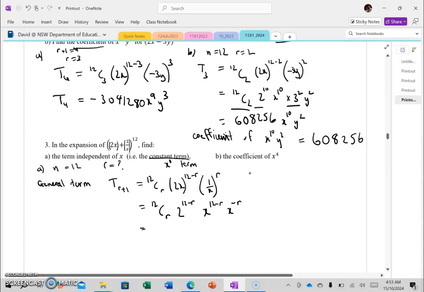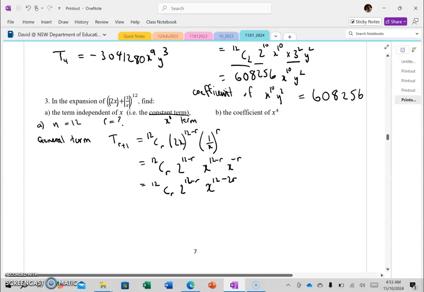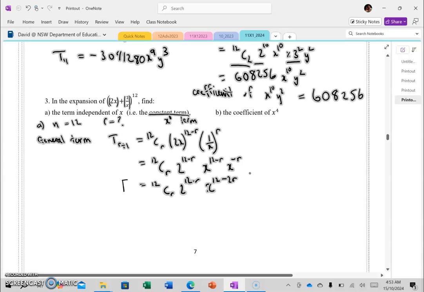Let's simplify, combine these x's together, and then once I've worked out that general term, I'll be able to work out whatever power of x I want. So we've got 12Cr, 2 to the 12 minus r, and because we're multiplying, we add the indices, and if I add a negative r, that'll become 12 minus 2r's. Negative r plus negative r is negative 2r. So that's the general term.